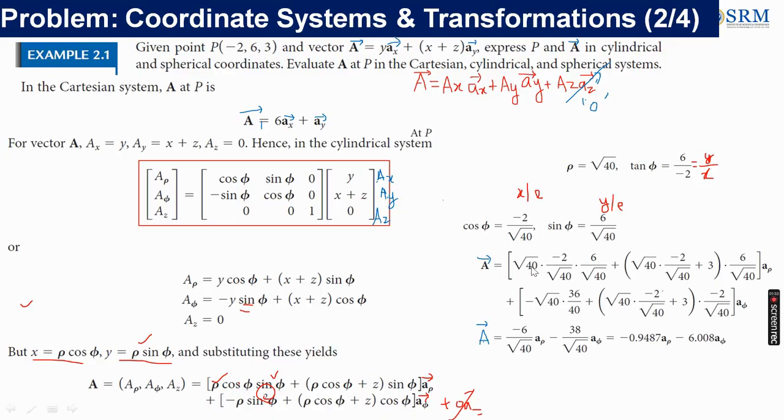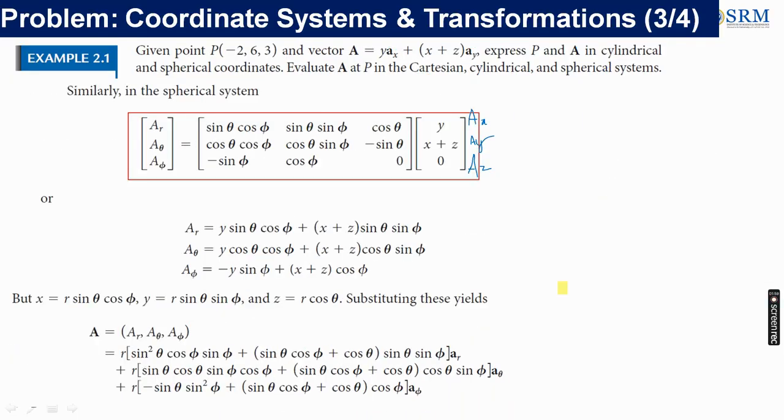So substituting these, for rho cos phi sine phi we will get these values, plus again rho cos phi plus z, which is nothing but the 3 same as in Cartesian, and multiply with sine phi, we will arrive at this particular result. Similarly do for the second expression. Finally, we will get the vector in cylindrical coordinates. Similarly, we have to do it for spherical coordinates.